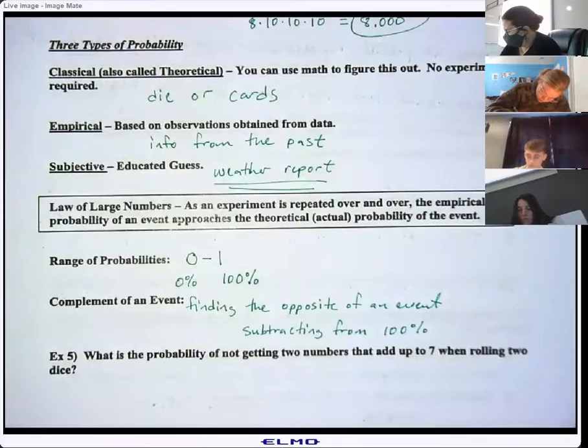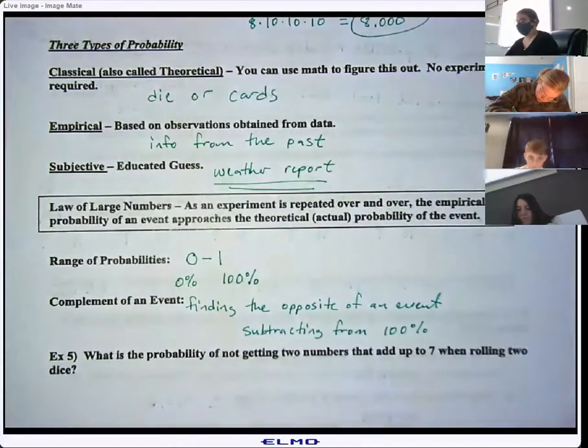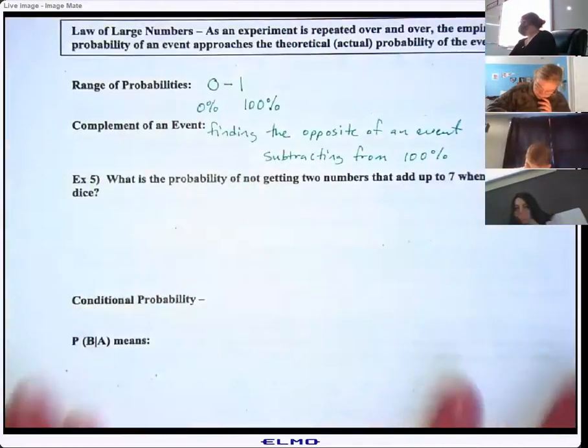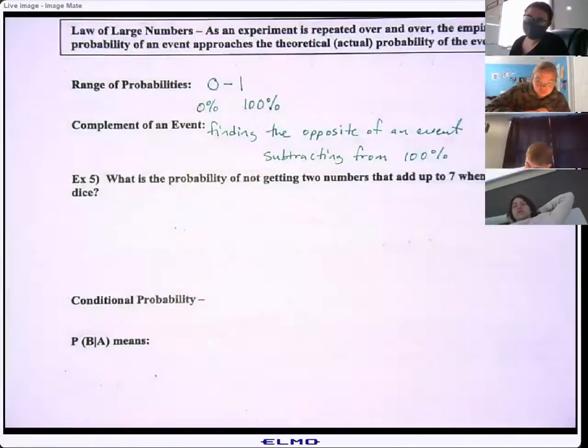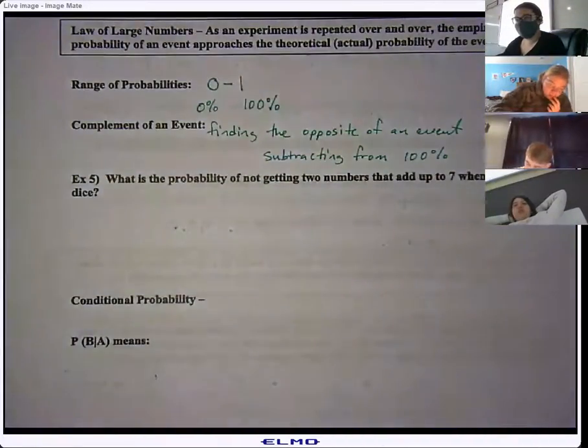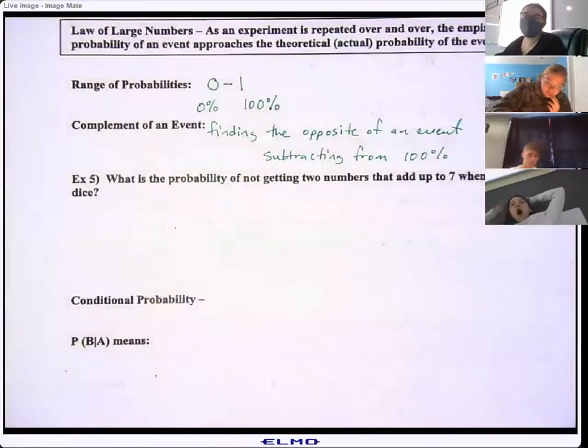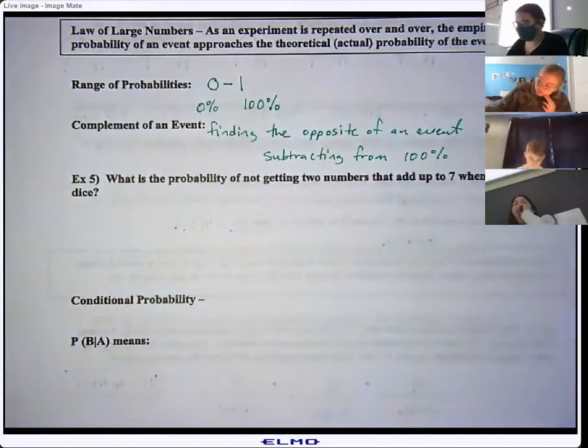What's the probability of not getting 2 numbers that add up to 7 when rolling 2 dice? All right, does anybody remember from my past class, how many possibilities are there for rolling 2 dice? 36. 36, 6 times 6, right? 6 on the first die, 6 on the second.